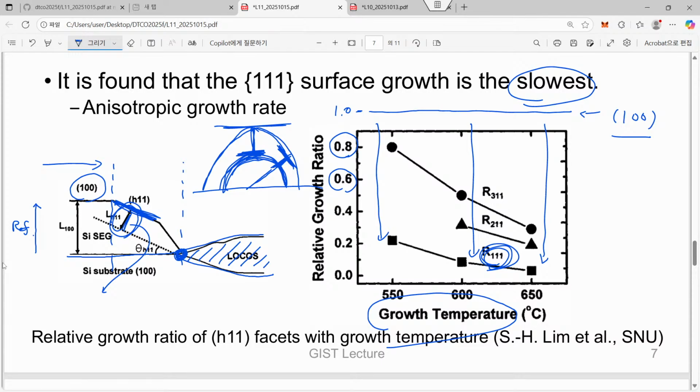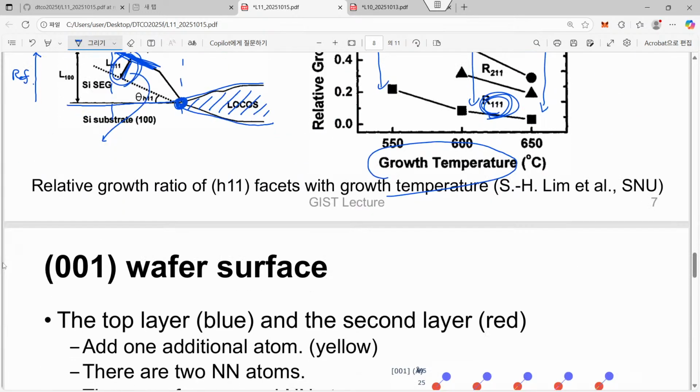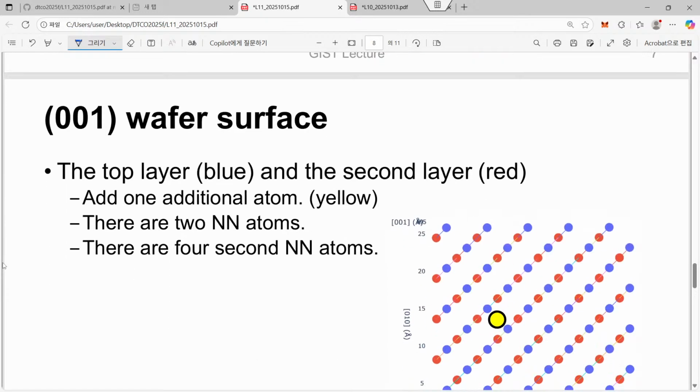The natural question is, then, why do we have a slower speed for 111 compared with 100? Is there any reasonable way to explain it? I'm not that much of an expert on this aspect, but I dug out some literature, and my understanding is like this.